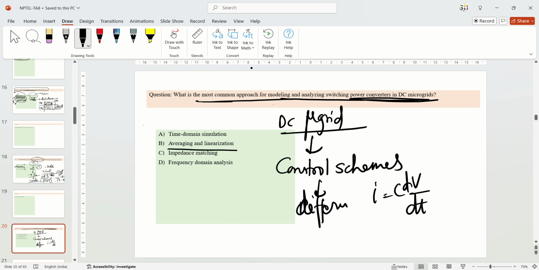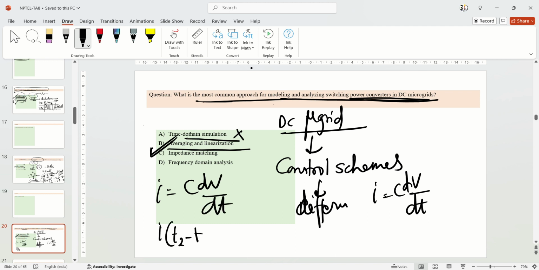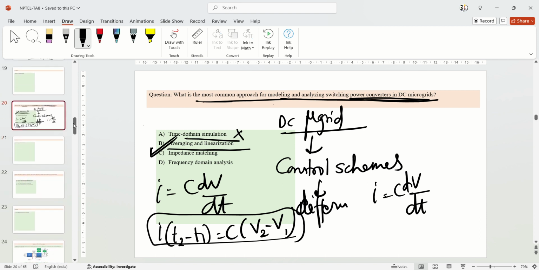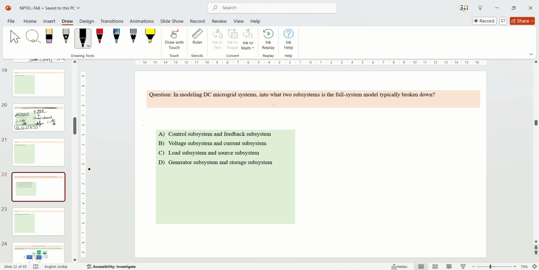Just let me know the answer, because I have already given this. Averaging and linearization can be the options. Time domain simulation is not the correct option, because you go with the S domain analysis for the stability purpose using the Nyquist criteria and all. Suppose you are using I equal to C dV by dt, you just want to linearize it: I equal to T2 minus T1 equal to C V2 minus V1, based upon the situations. So averaging and linearization is one of the common approaches for modeling and analyzing the switching power devices. This is one of the questions related to the modeling of the DC microgrid.